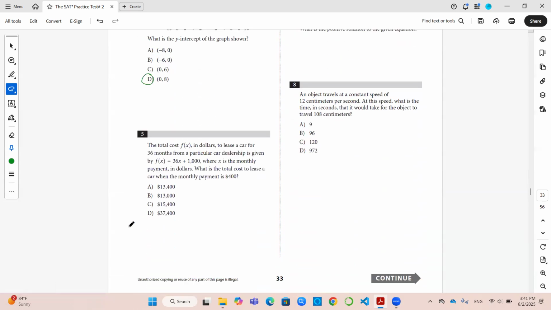The total cost f of x in dollars to lease a car for 36 months from a particular car dealership is given by f of x is equal to 36x plus 1,000, where x is the monthly payment in dollars. What is the total cost to lease a car when the monthly payment is $400? So all you've got to do is put this 400 inside the x here. And then what is 36 times 400 plus 1,000? That is 15,400. So C is the correct answer.